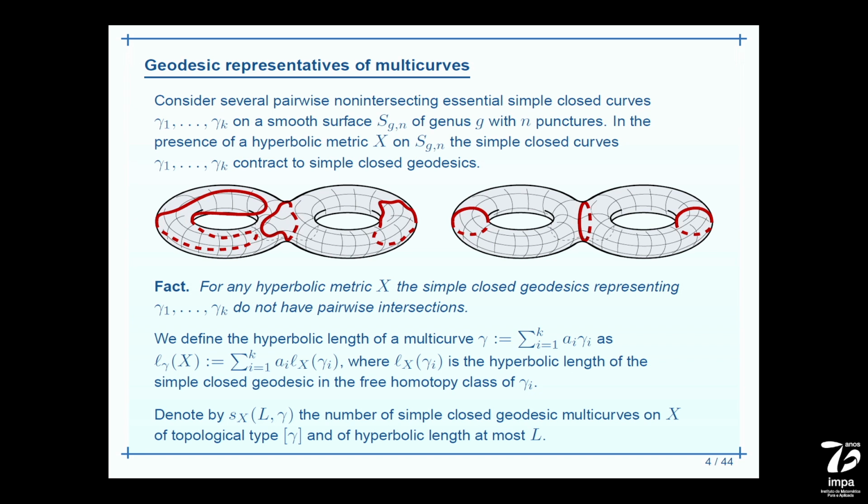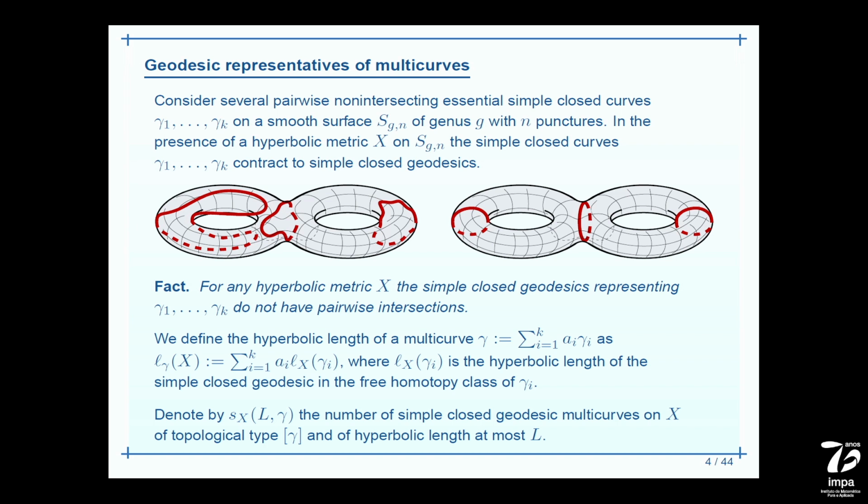And now the counting problem. Denote by S_X(L, gamma) the number of simple closed geodesic multi-curves on X of topological type gamma. Topological type meaning that I can find some diffeomorphism of the surface which sends my multi-curve to this one. And so I measure the length in hyperbolic metric X, and I impose some bound L for the length. I say 1 million. And I count how many multi-curves of this topological type of length at most 1 million one can find in this particular hyperbolic metric.